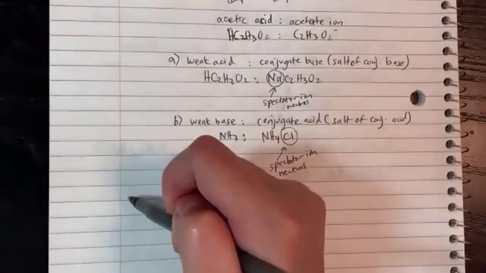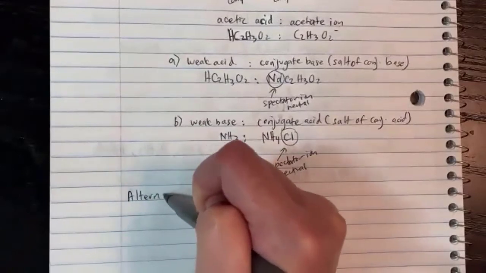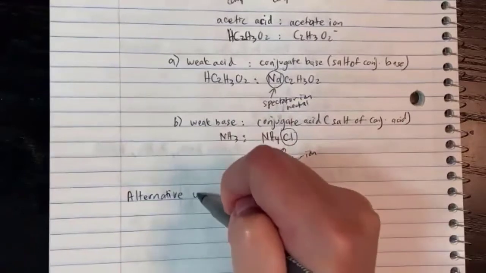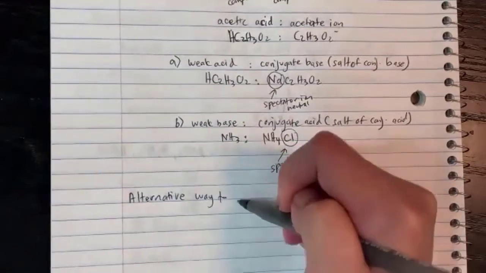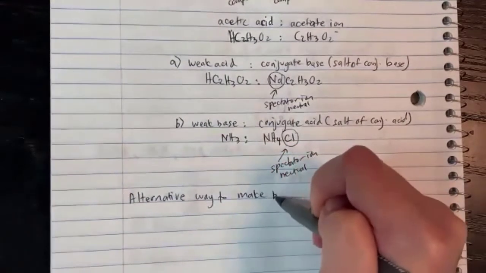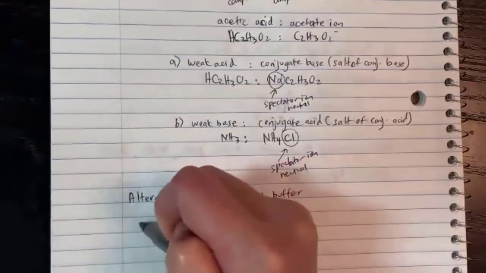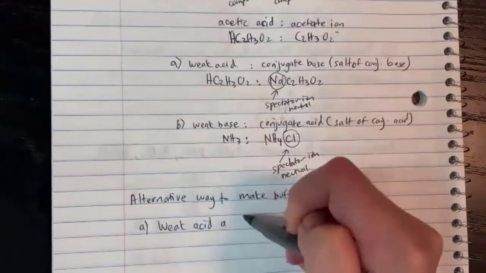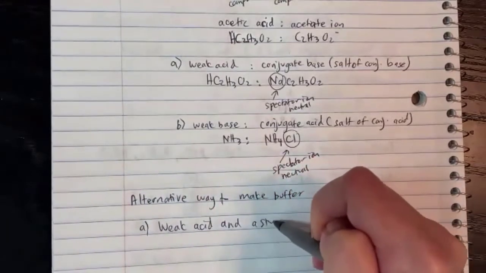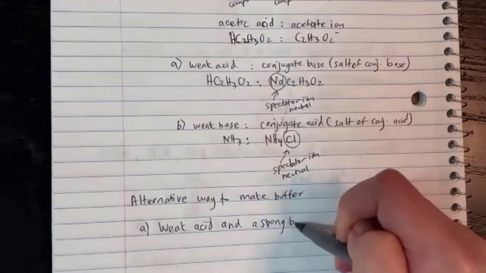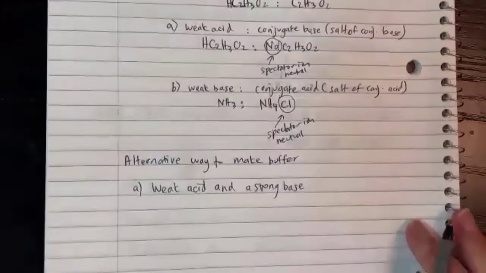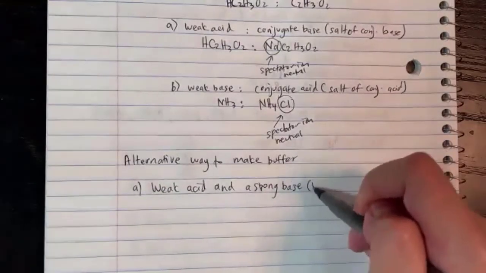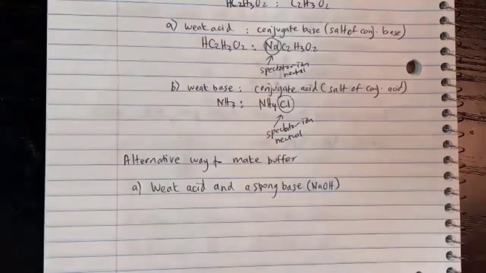Now, an alternative way to make it is if you don't have some of the stuff handy. I can show you how we can make it. Alternative way to make a buffer. We use a weak acid and a strong base. Now this was an example you used in your lab. You use a weak acid unknown and you pair it with sodium hydroxide, which is a strong base. So I'll write down in brackets, sodium hydroxide is a good example.